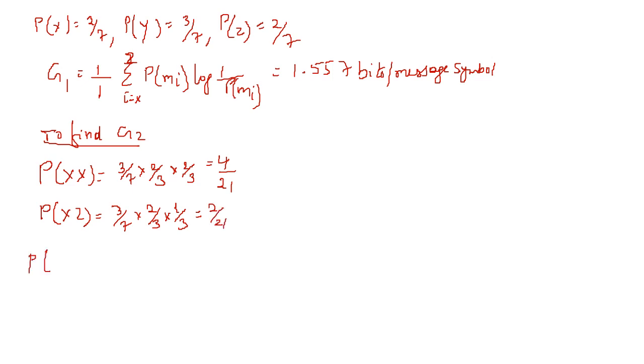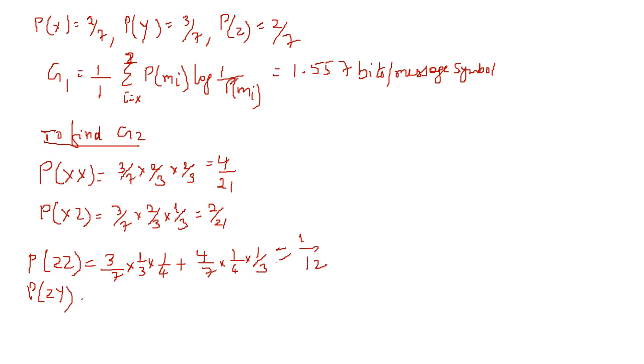Similarly, you will get P of ZZ. Now since we have two paths for ZZ, we need to add all those probabilities along the signal graph. So 3 by 7 into 1 by 3 into 1 by 4, plus 4 by 7 into one more path, 1 by 4 into 1 by 3. If you simplify this, you are going to get P of ZZ equal to 1 by 12. Similarly, we can write P of ZY equal to 3 by 7 into 1 by 3 into 3 by 4, which is equal to 3 by 28 from your signal graph.